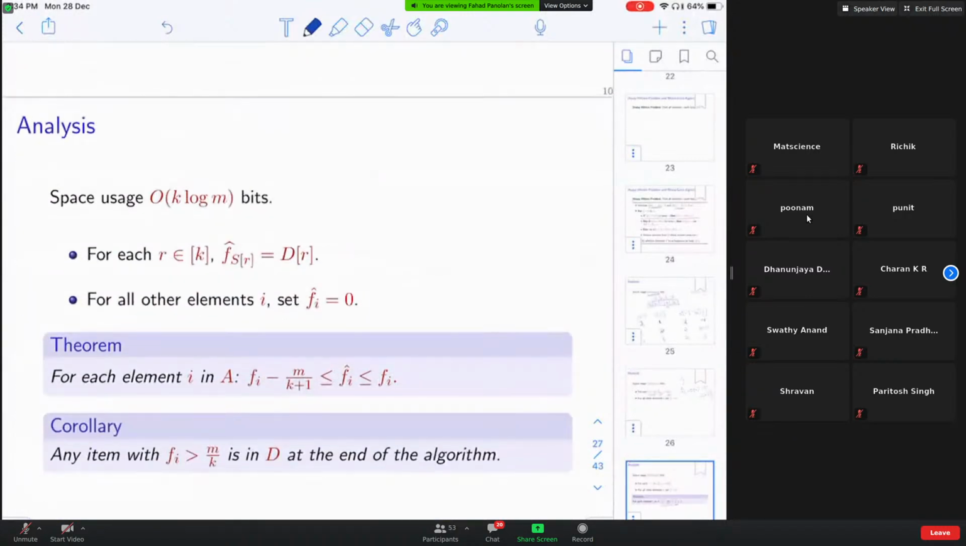And this implies the correctness of the algorithm. Notice that for any i whose frequency is more than m by k, the f hat i value will be positive, and hence the algorithm will be outputting that.